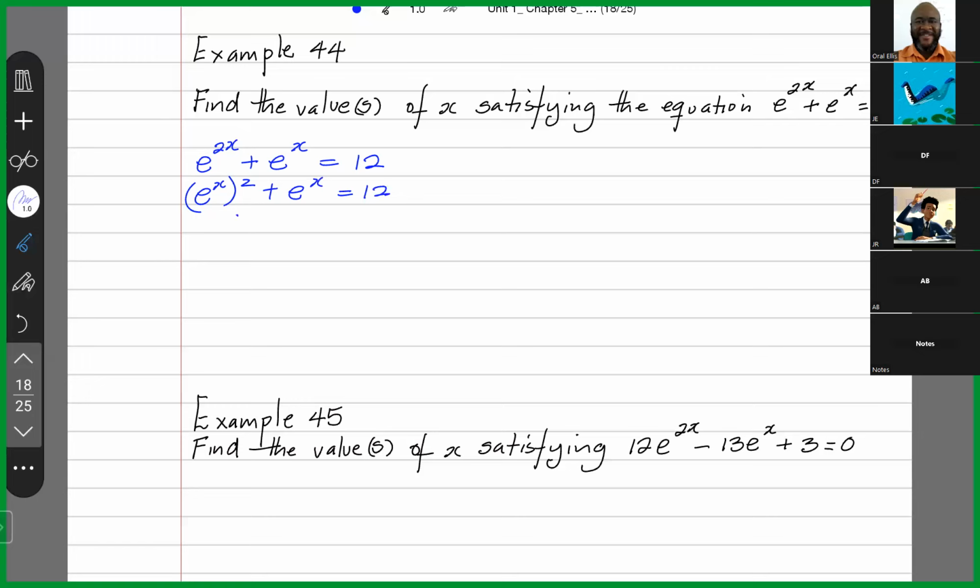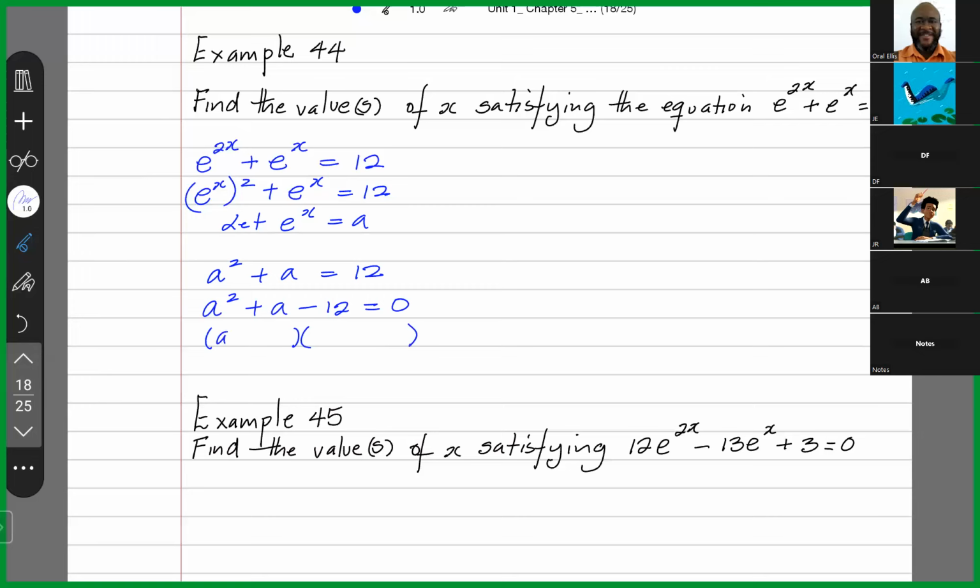Now, if I let, say, e to the x be a, my equation would now read a squared plus a is equal to 12. And now the equation would be a quadratic equation. So I need to make one side of the equation equal to 0. a squared plus a minus 12 is equal to 0. This expression can easily be factorized.